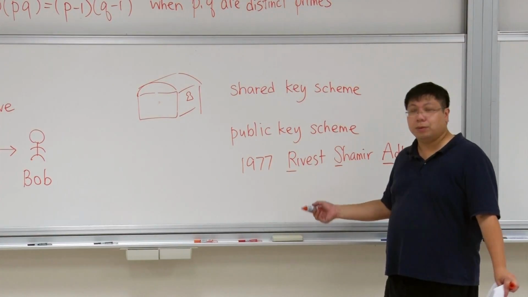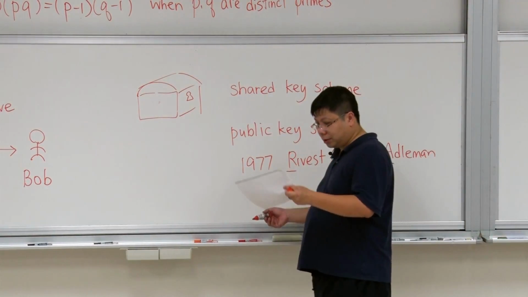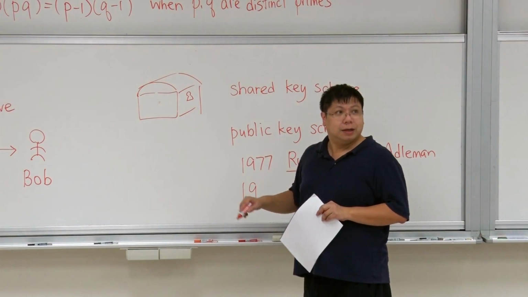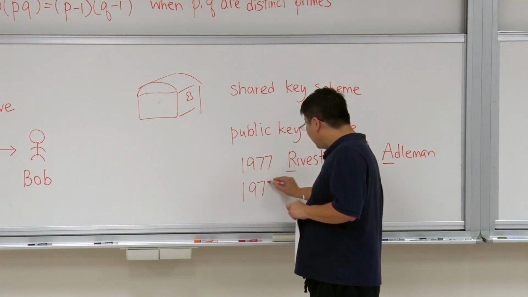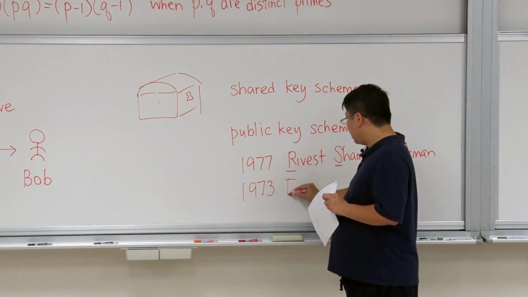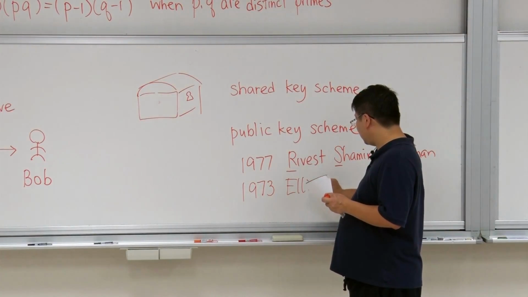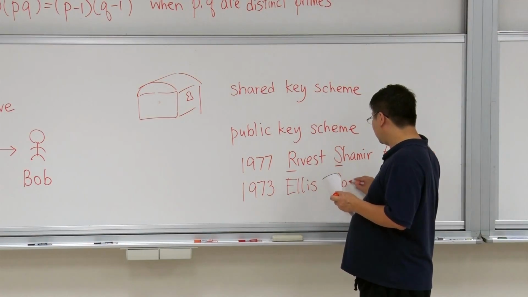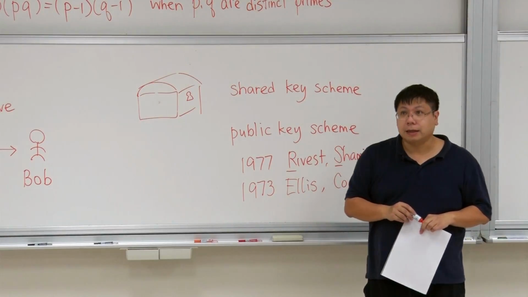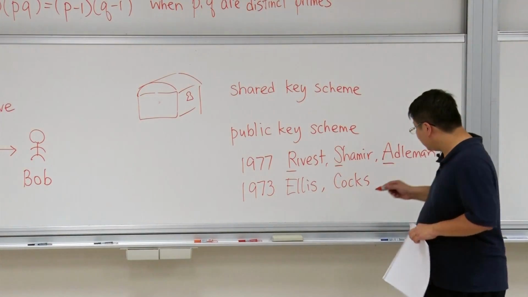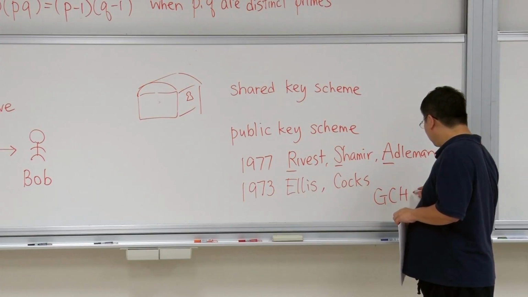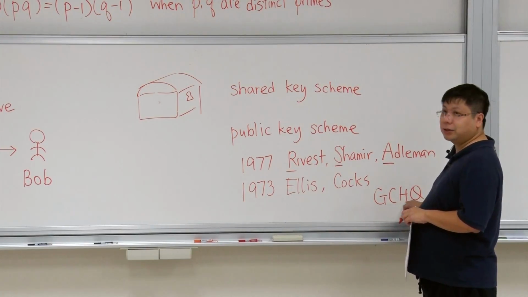I will talk about what RSA is soon, but first a little background. Actually, this scheme proposed by RSA was known earlier, in 1973, by Ellis and Cocks. But Ellis and Cocks worked at GCHQ, the Government Communications Headquarters.